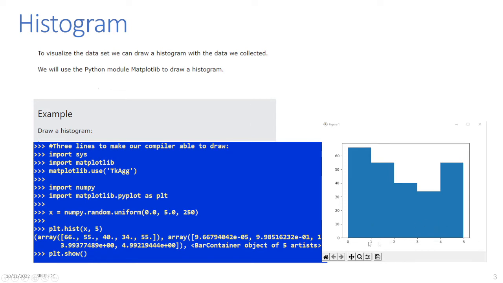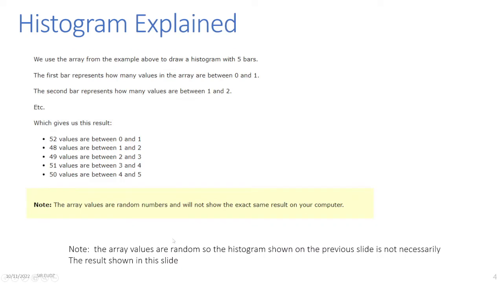These are the range actually. So 0 to 5 will be the range. And the 5 here is the number of bars that will be created. You can experiment. Try to change that one. So, Histogram Explained. We use the array of the examples above to draw the histogram with 5 bars. So I use 5.